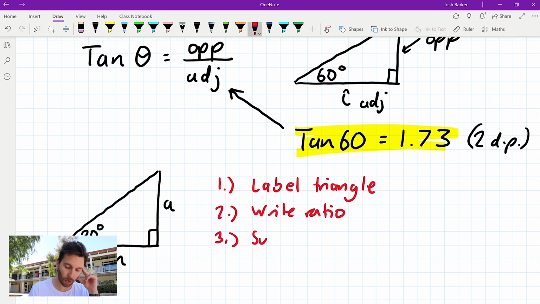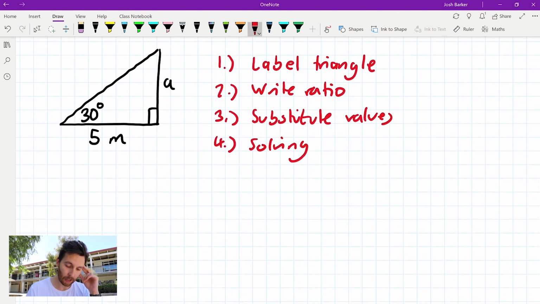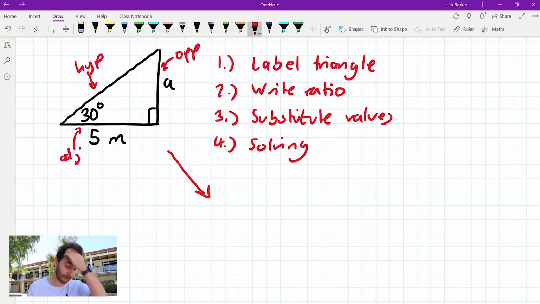Then we're going to substitute the values that are given in the question, and then we'll answer the question by solving for whatever the unknown thing actually is. Okay, so for this question that we've been given here, I'll start by labeling the sides. The hypotenuse we don't use for the tangent ratio, but that will come up later when we do sine and cosine. The length that we don't know is the opposite, because it's opposite the angle, and the length of the adjacent side is 5 meters.